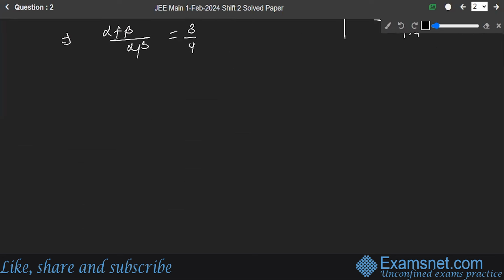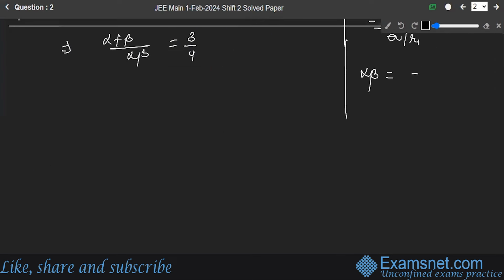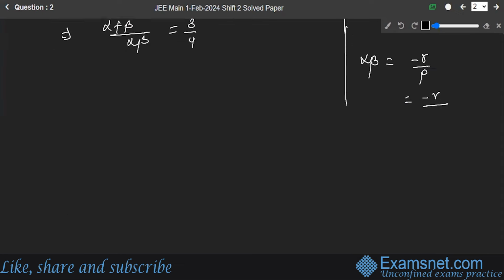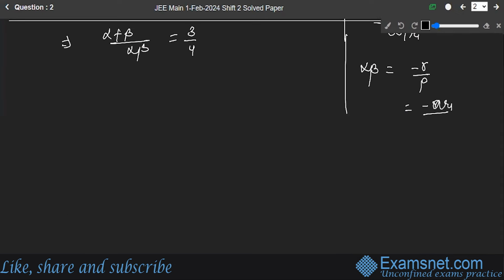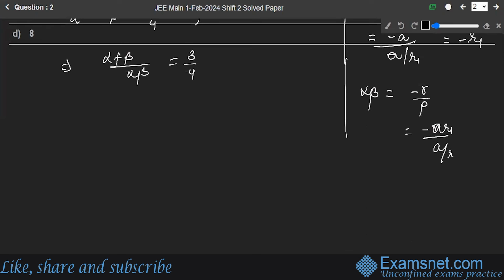Also, let's find out the product of alpha and beta. So alpha into beta, this is equal to c upon a, the product of the roots. C is minus r and a is p. So you will have this as minus r upon p, and minus r was a r. Let's write that. A into r and p was equal to a upon r. So this gives me minus r square.